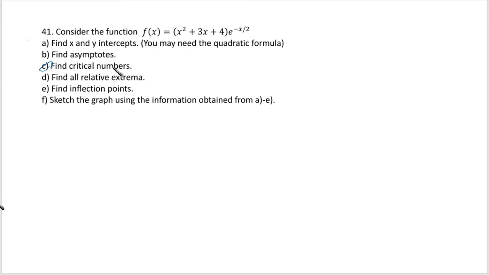Let's find the critical numbers. To do this, we need the derivative. So to do c f prime of x, well, it's a product of two functions, so we better use the product rule.